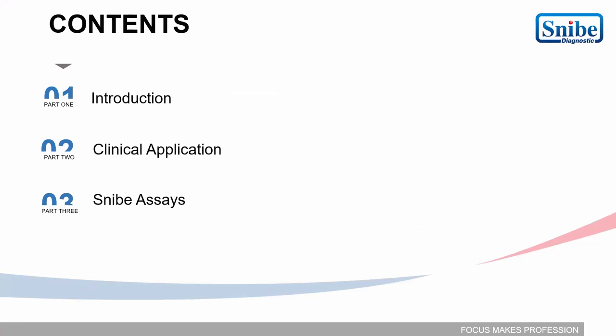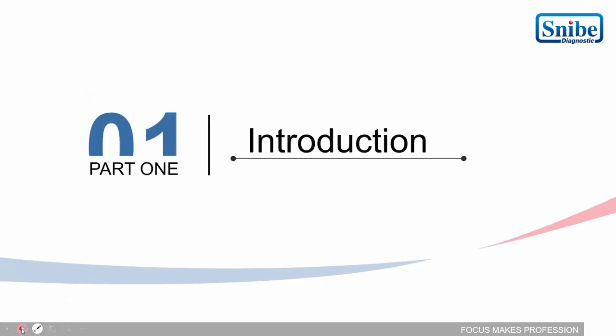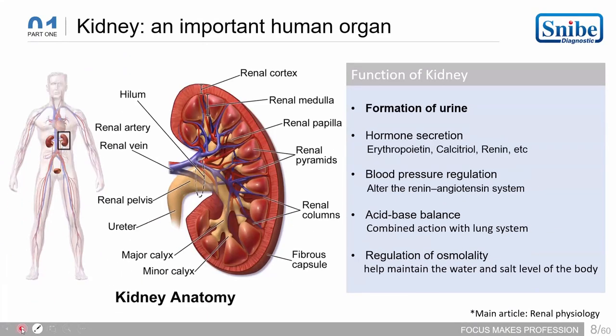So in this presentation, we have three parts. The first part contains the introduction of the kidney function test, the second part contains the clinical utilization of the renal function test, and then the SNIBE solution for the renal panel. So let's start with the introduction. Let's talk about the kidney.